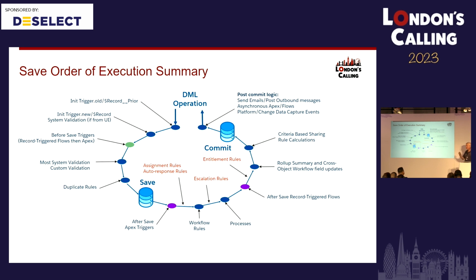Same thing for outbound messages. We can do those from flows now. If you've got any asynchronous Apex calling future methods, or if you've got any asynchronous flows, again, they're going to be queued only after we get past that commit point. Same thing for things like some of the streaming events, platform events, change data capture events, that kind of stuff. It's only going to happen if we've successfully passed the commit point. So if it blows up before we get to that commit point, none of that stuff is going to be sent out into the outside world.